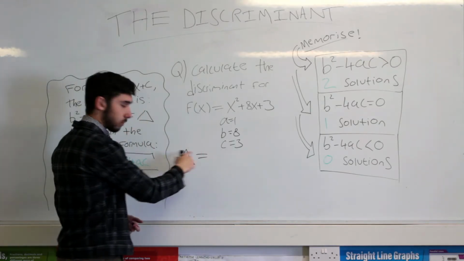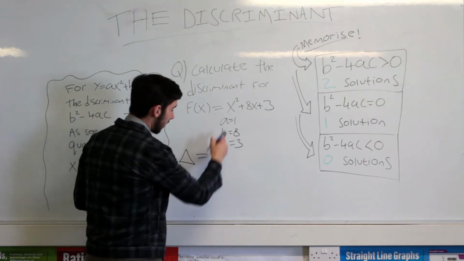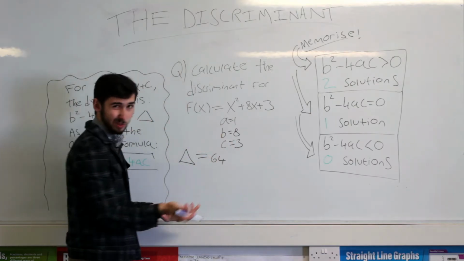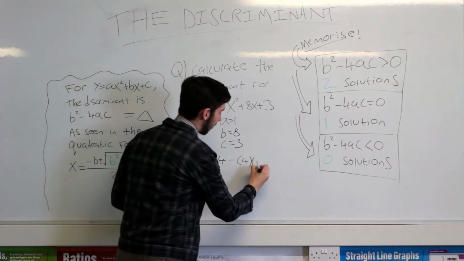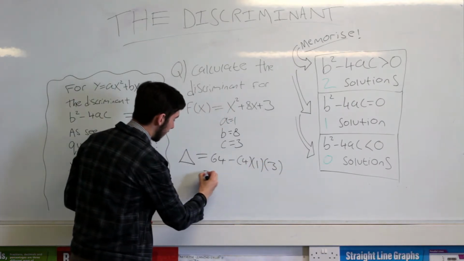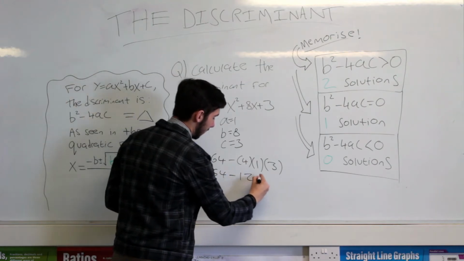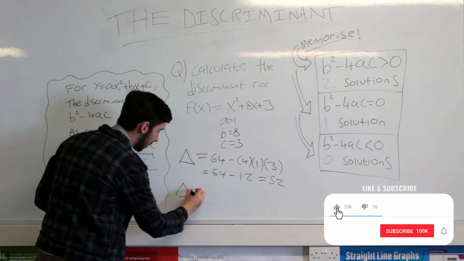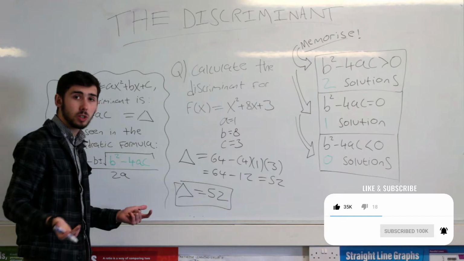So the discriminant, which is signified by this letter, this is a Greek letter delta, also looks like a triangle, is going to be b squared minus 4ac, which is going to be 8 squared, which is 64, of course, minus 4 times a, which is 1, times c, which is 3, which is 64 minus, well, 4 times 1 times 3 is 12, which is 52. That means the discriminant is equal to 52, okay? So that would be your answer, okay?